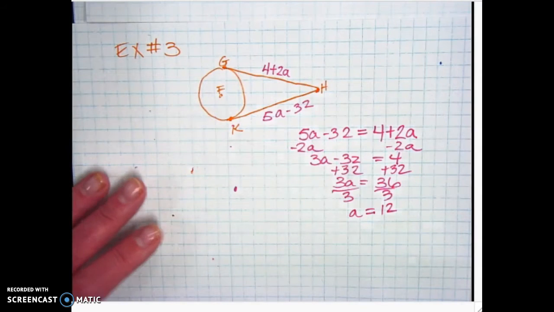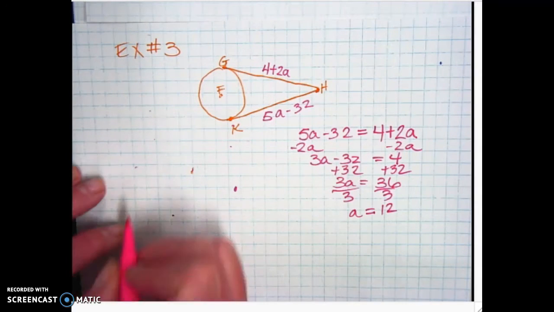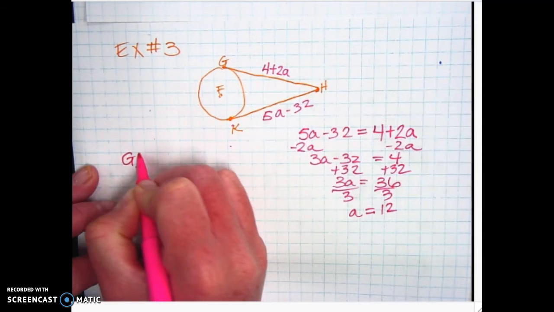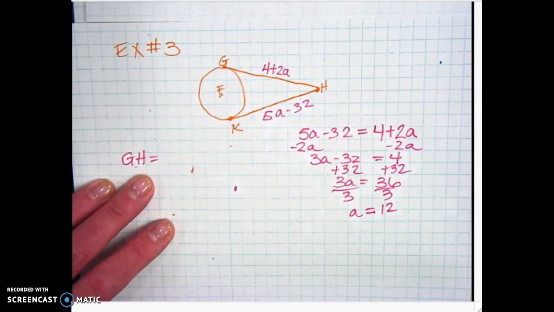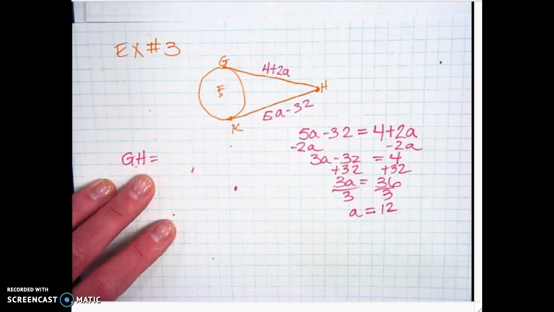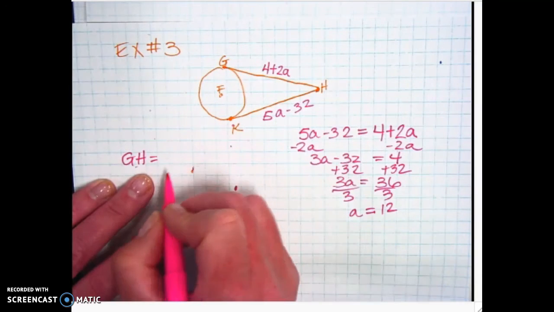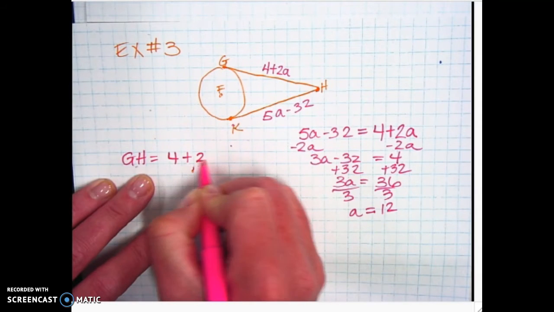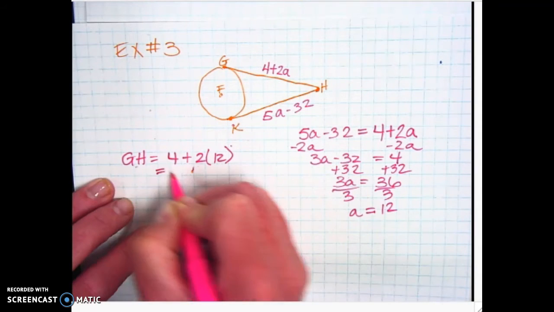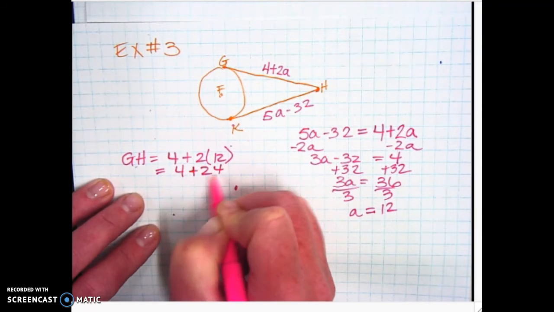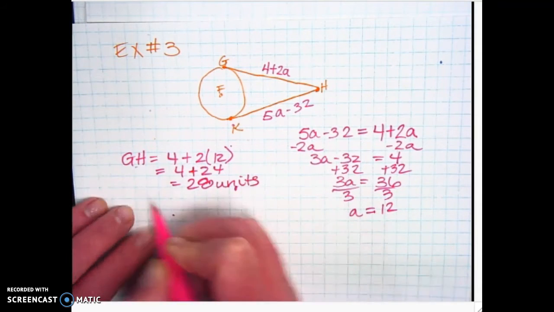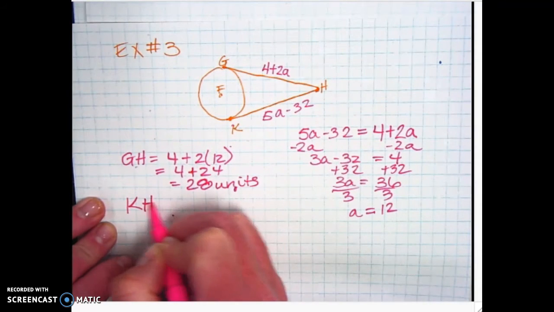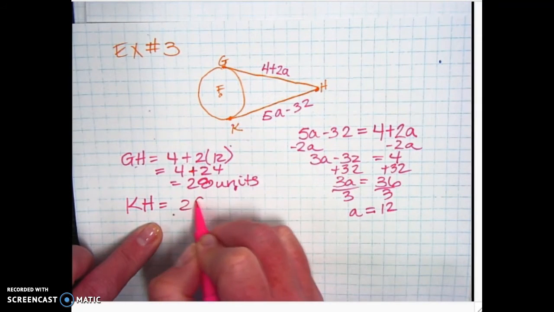Okay, so if they ask us just to solve for A, we're good to go. But if they ask us, what is GH? We got to take that 12 and do what? Plug it back in. Technically, does it matter whether I plug it in here or here? No, because they're both the same. So pick the easier one. So I'm going to go 4 plus 2 times 12. So 4 plus 24. So this is 28 units. So what's KH? 28 units.